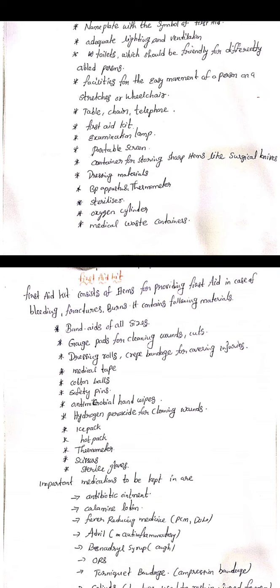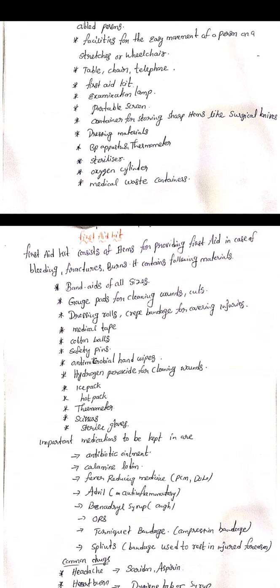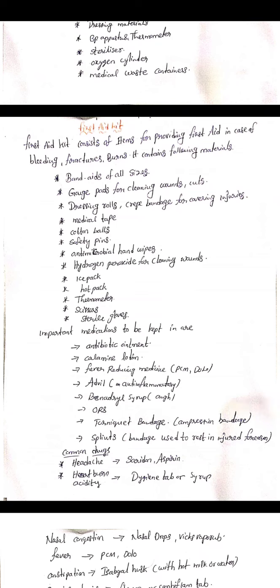Next, sterilizer. For sterilizing instruments we have to keep one sterilizer. Next, oxygen cylinder. If there is any emergency, if the patient is having any breathing difficulty, we can use oxygen. So we have to keep one oxygen cylinder in the first aid room. Next, medical waste containers. In hospitals we can observe different types of bins: green color, red color, blue color, white color. So we have to keep these types of waste containers in the room to throw the different wastes.